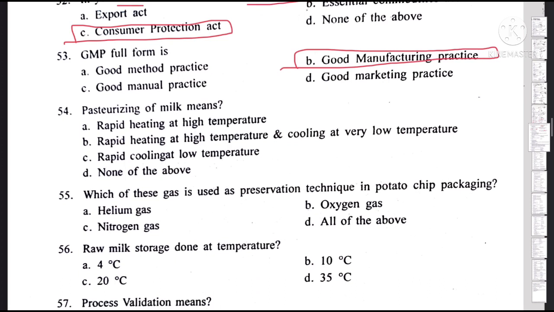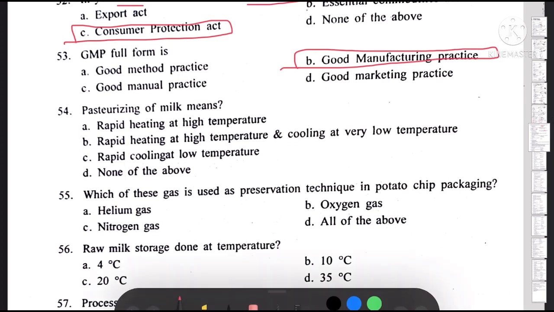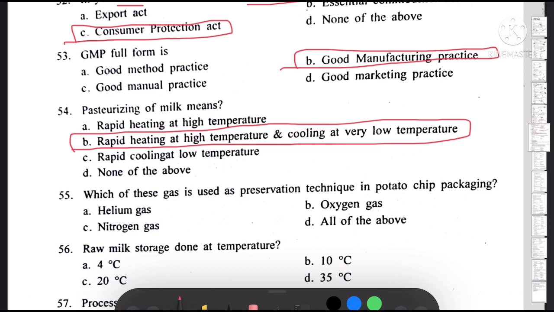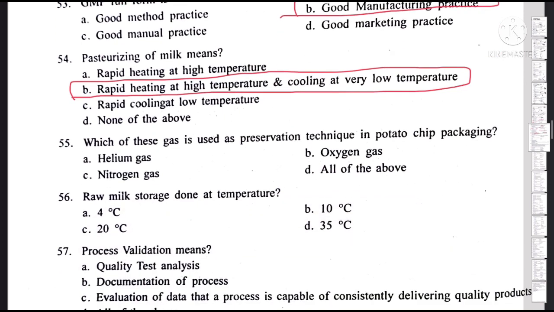Next. Pasteurizing of milk means. The options are rapid heating at high temperature, rapid heating at low temperature, rapid heating at high temperature and cooling at very low temperature, rapid cooling at low temperature, or none of the above. So pasteurizing of milk is rapid heating at high temperature and cooling at very low temperature. This is known as pasteurization of milk. It is a very ancient method.